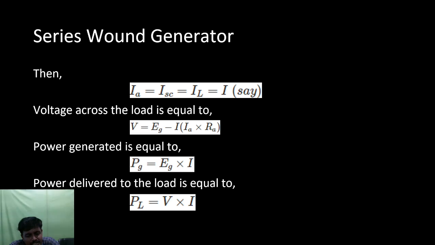And what is the power generated? The actual power generated in the armature is EG into I. The power delivered to the load is the terminal voltage times the current passing through the load. So at the load side, the power PL is equal to the terminal voltage V into the load current IL.